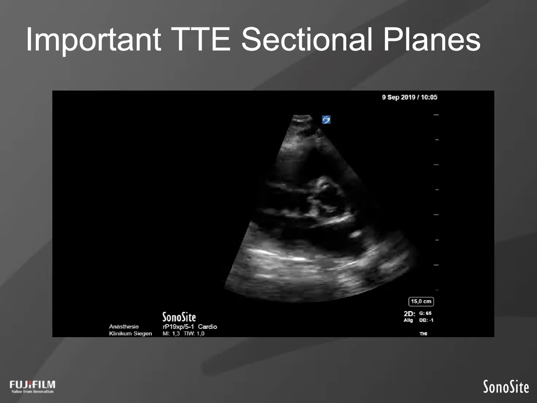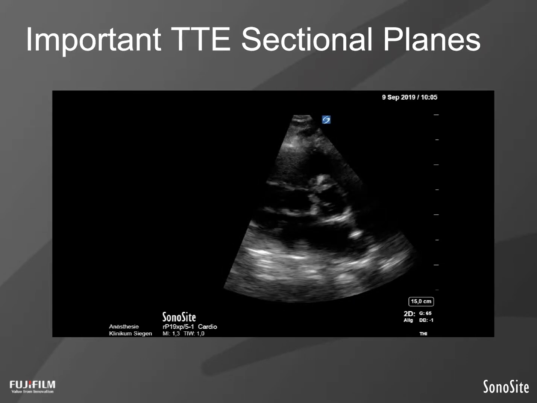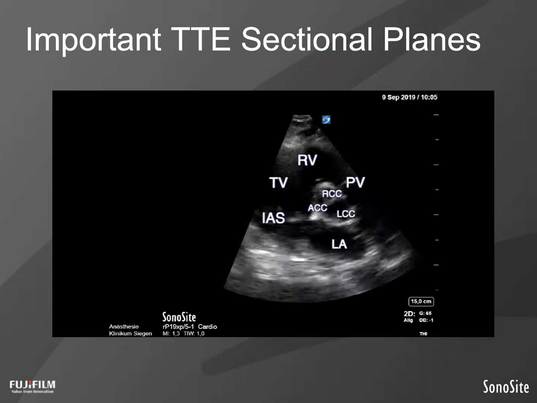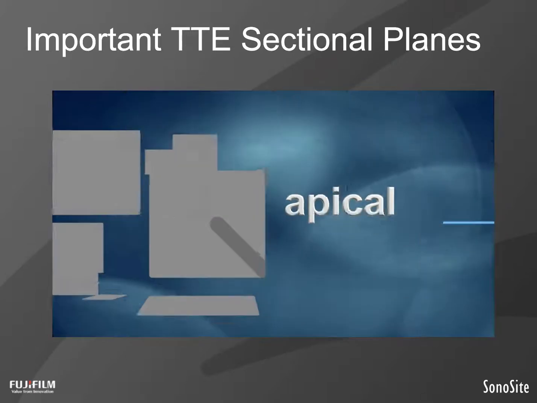Swiping back towards the apex, you can access the right ventricular, tricuspidal valve, pulmonary valve, interatrial septum, left atrium, and the aortic valve, with the respective right coronary cusp, left coronary cusp, and acoronary cusp. Always remember, the right coronary cusp is the nearest towards the sternum.